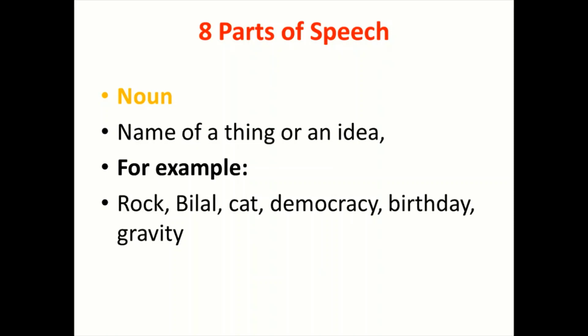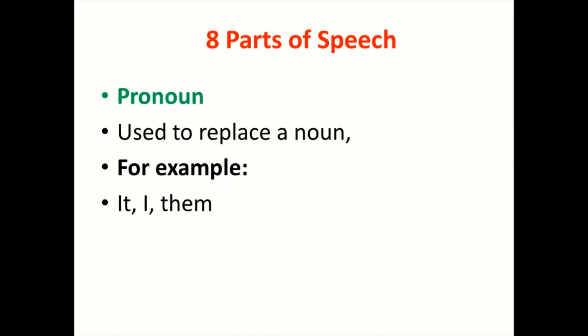Name is noun. Then we have pronoun that we use to replace a noun. Pronoun we always use at the place of noun. When we begin any paragraph, we don't repeat noun again and again. So instead of that, we use pronoun. For example, it, I, them.